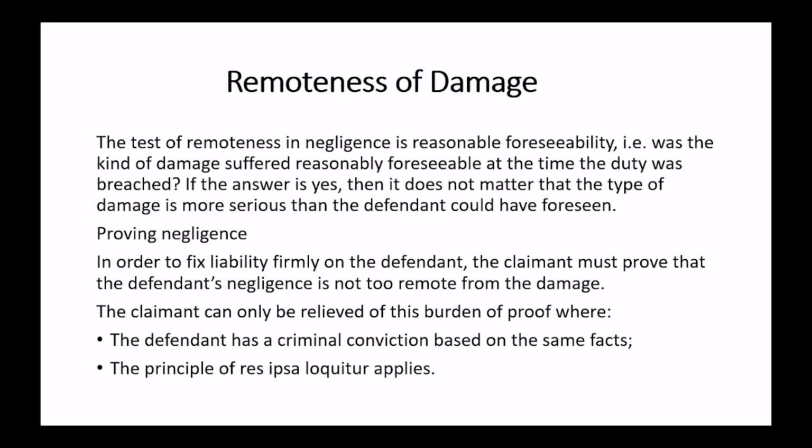Let's look at the remoteness of damage. So the test of remoteness in negligence is reasonable foreseeability. And that is, was the kind of damage suffered reasonably foreseeable at the time the duty was breached? If the answer to this question is yes, then it does not matter that the type of damage is more serious than the defendant could have foreseen.